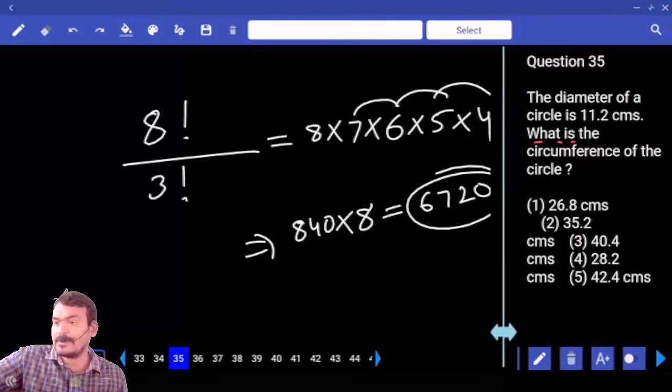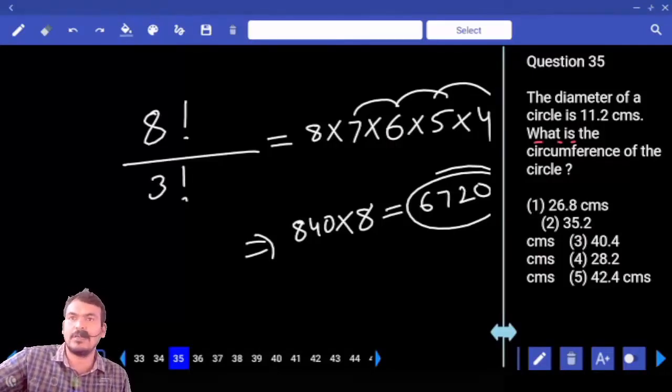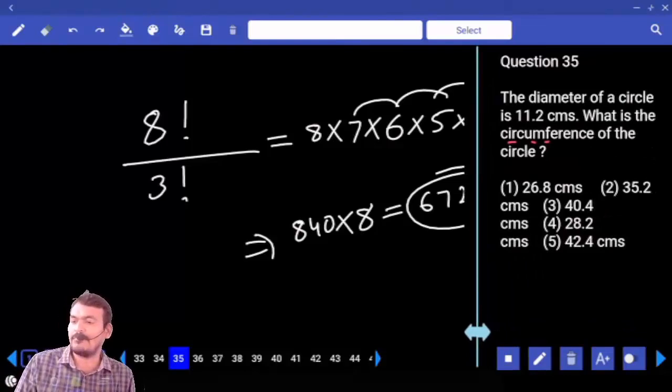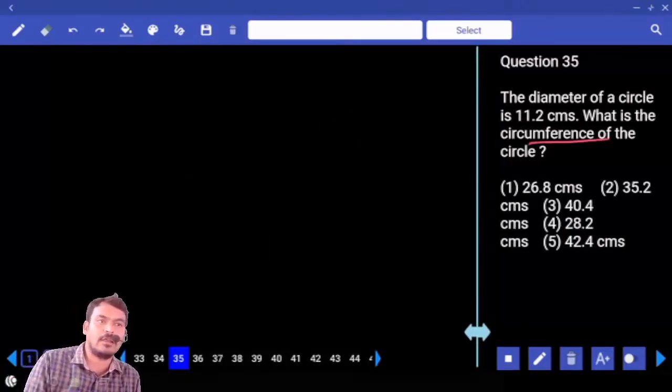The diameter of a circle is 11.2 centimeters. What is the circumference of the circle? We require the circumference of a circle. What is the circumference formula? 2 pi r. The answer must be a multiple of 11.